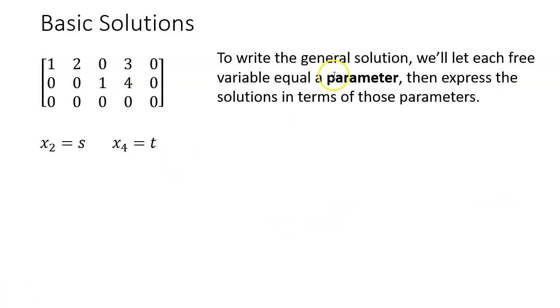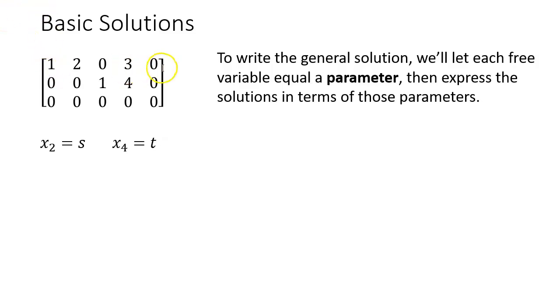So to write the general solution here, what we'll typically do is parameterize it. So we're going to let each of the free variables equal a parameter and then express the solution in terms of those parameters. So in this case, x2 we'll let equal some parameter s, and we'll let x4 equal some parameter t. And then we can express x1 and x3 in terms of those.